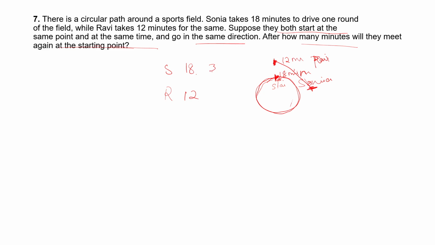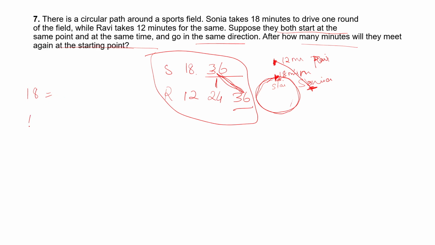What is the next round? She completes by 36 minutes. Ravi completes in 24 minutes. That means again they won't meet. Next round Ravi completes by 36 minutes. So he will meet Sonia at the third round. This is just for your understanding, I'm explaining the question. In your problem, you can find the LCM of these two so that you can easily find out.